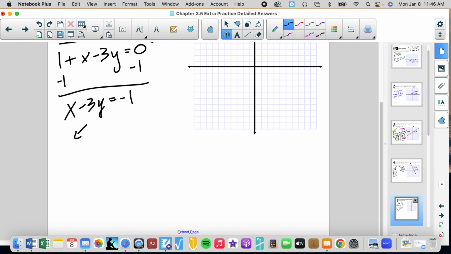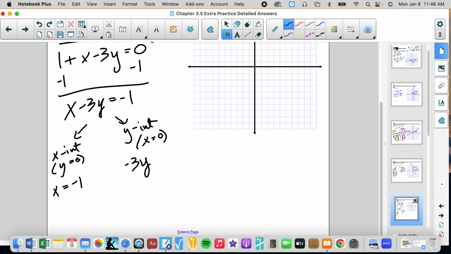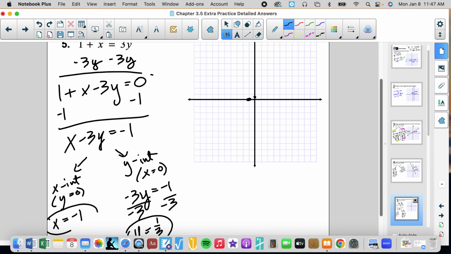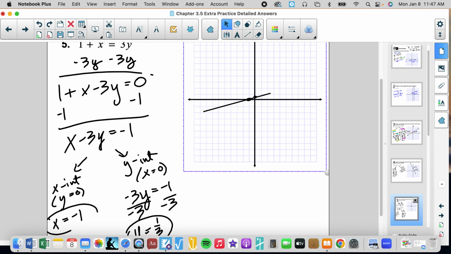And now I'm going to find my x-intercept. Plug in 0 for y. I get x equals negative 1. For my y-intercept, I'm going to plug in 0 for x. That's going to do away with that term and leave me with negative 3y equals negative 1. Divide by negative 3 and we get y equals 1/3. So those are my two intercepts. X is negative 1. That's right here. And y equals positive 1/3. Looks something like that.